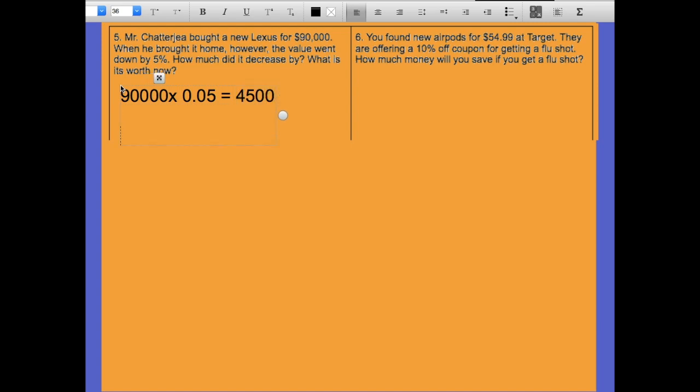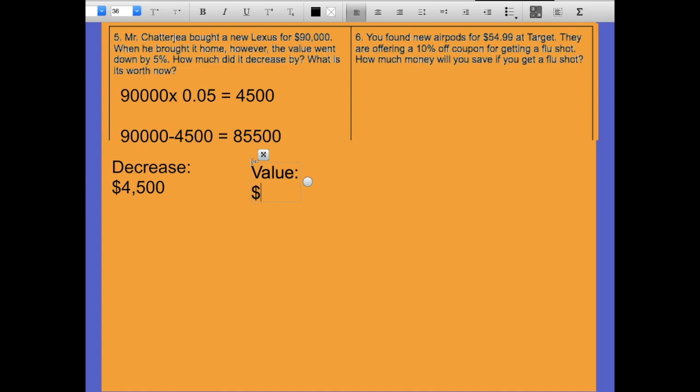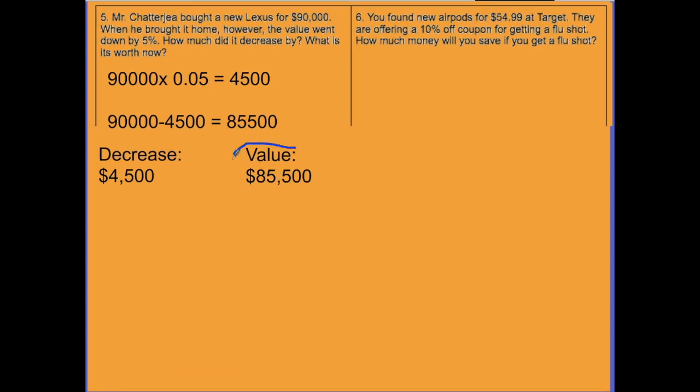And then the next question is, what is its worth now? So let's take our starting value, 90,000, minus 4,500. It is now worth 85,500. Let's write our answers more neatly. We can say the decrease was $4,500, and then the value now is 85,500. Circle those to show final answers, and there we go.